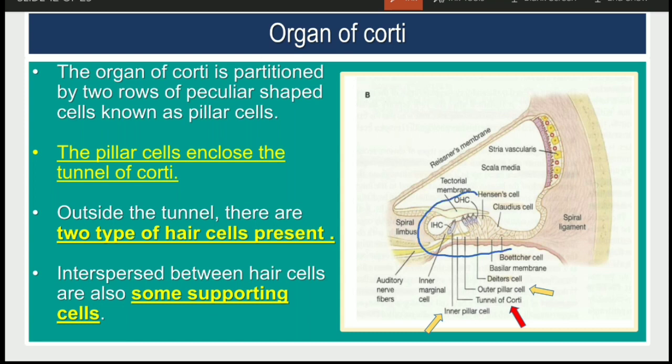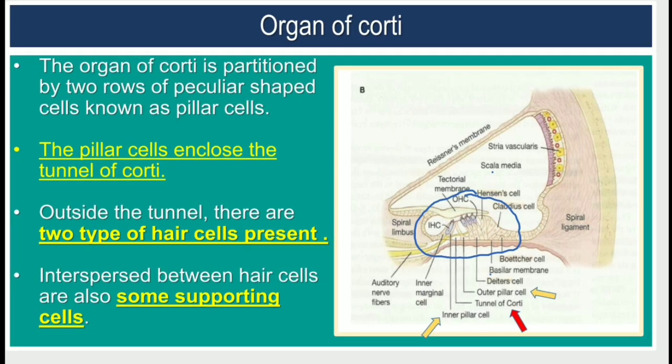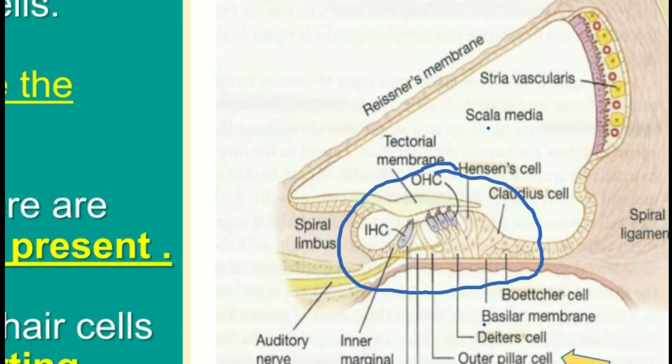This is the organ of Corti. The organ of Corti is partitioned by 2 rows of peculiar shaped cells known as pillar cells. Now, if I zoom this, you can see here pillar cells. This is the outer pillar cell and this is the inner pillar cell.